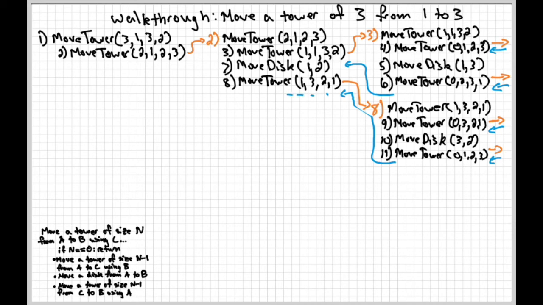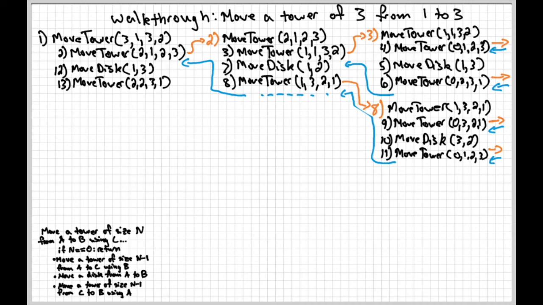And so with that finished, we can now look at moving that bottom disk from peg 1 to peg 3. And then we still need to move that subtower that we got out of the way onto its appropriate peg, and then we'd be finished.